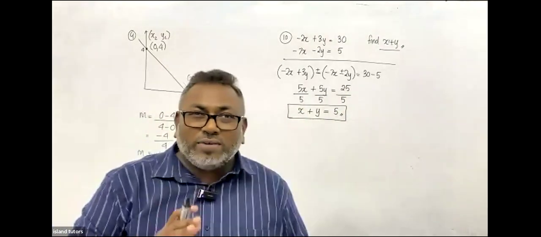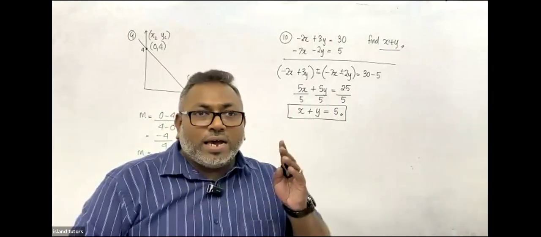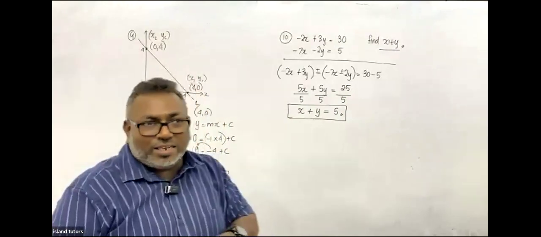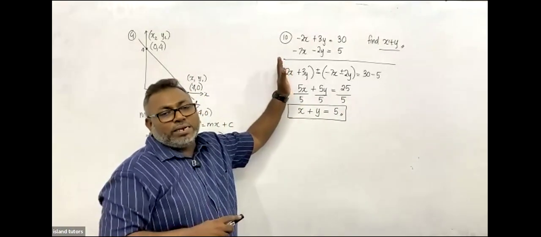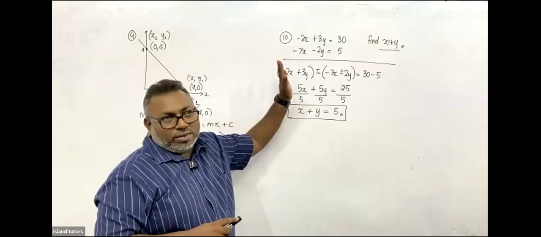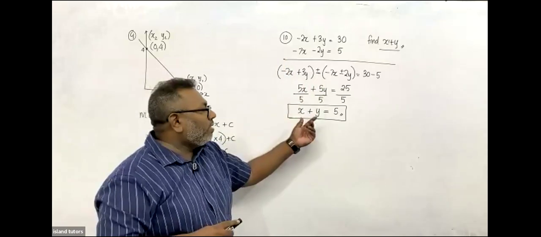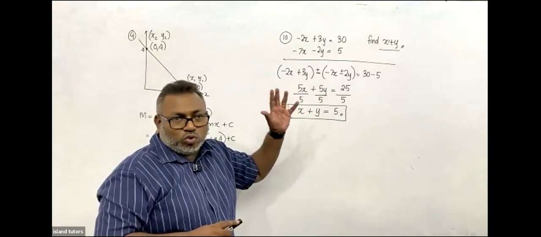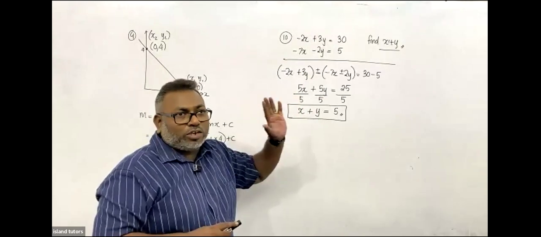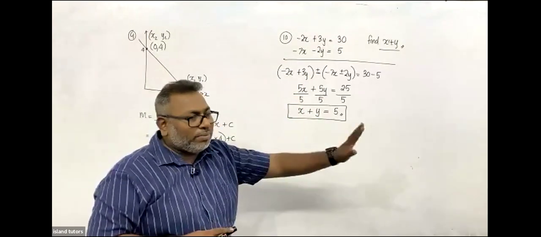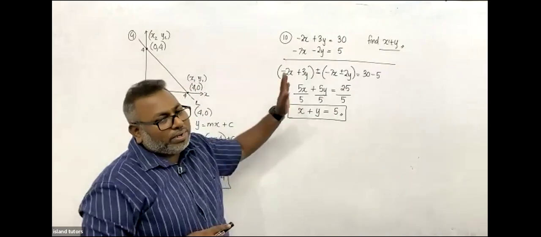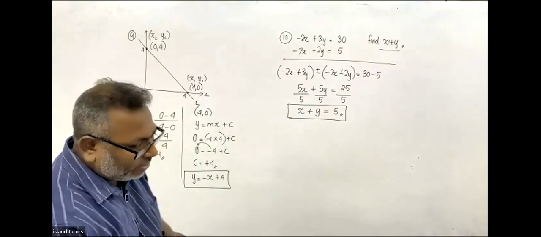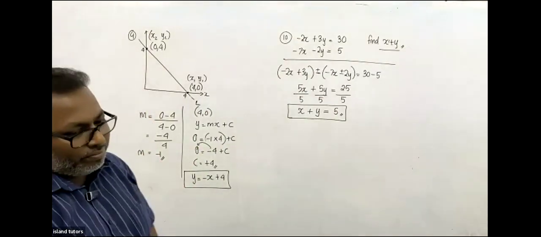Right? This is only when they're asking you x plus y. If they ask you to find x separately and y separately, then you have to do the elimination method. Okay, you can't do this and find x and y because x and y can be various values, right? So if they're asking you to find x separately, y separately, then you have to do the elimination method, not this method. So don't get confused. Okay, right. Question number 10.